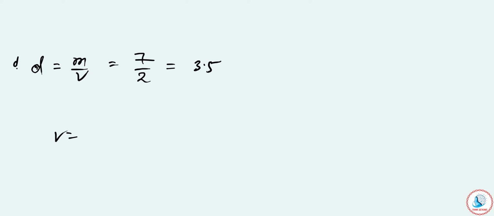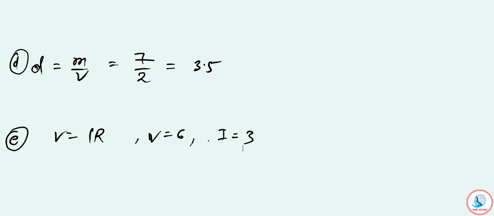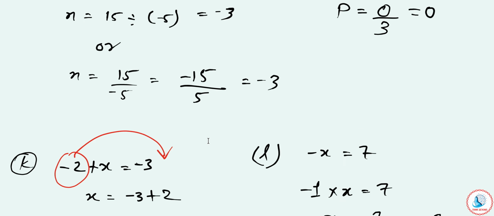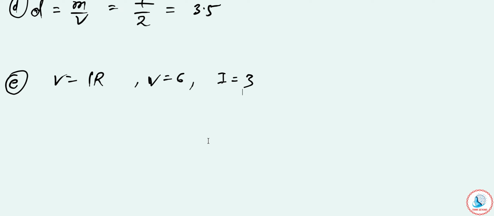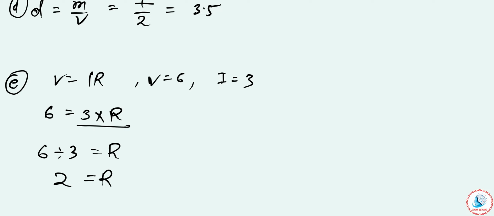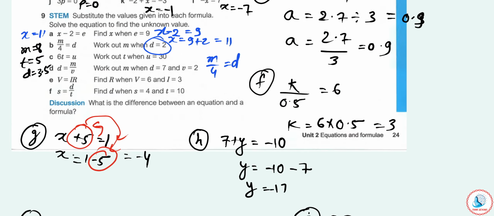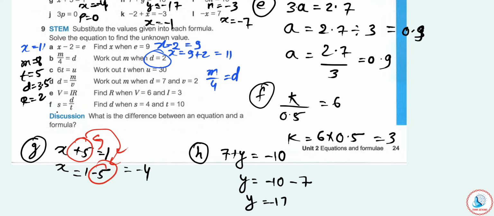V is equal to IR, where V is equal to 6 and I is equal to 3. And we have to get the value of R. So V is equal to 6 and I is 3 multiplied with R. So 3 is in multiplication with R, so it will be in division with 3. We'll get the value. It's 2. So R is equal to 2 for question E. Now S is equal to D over T.